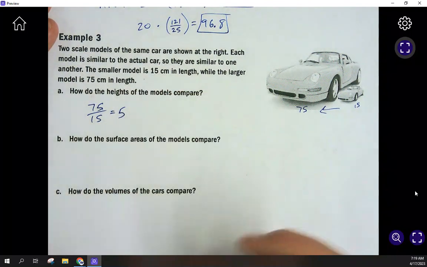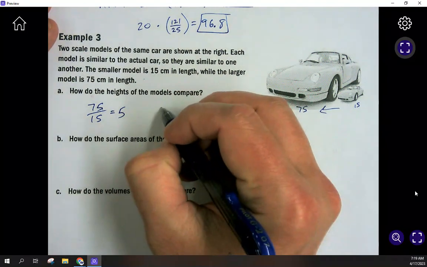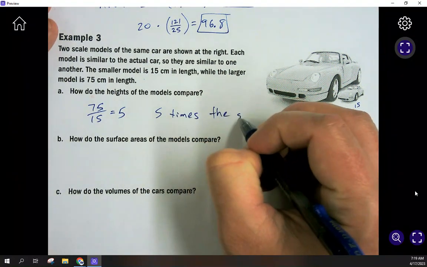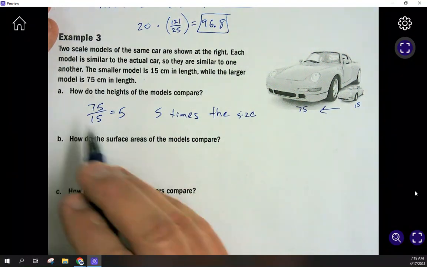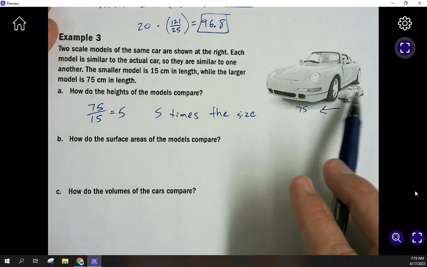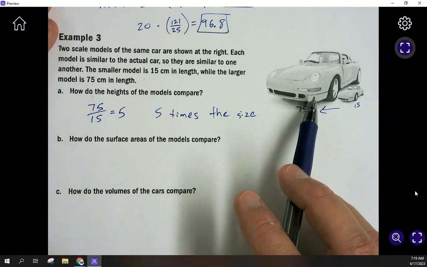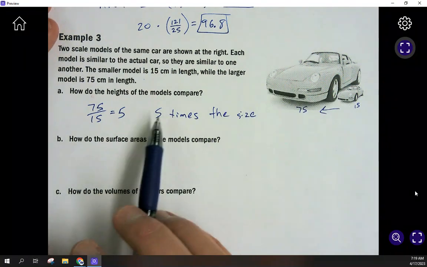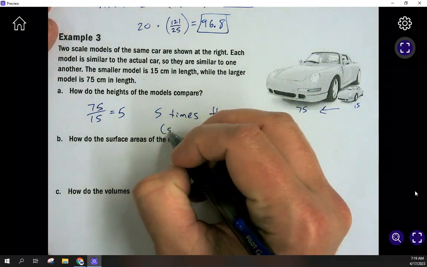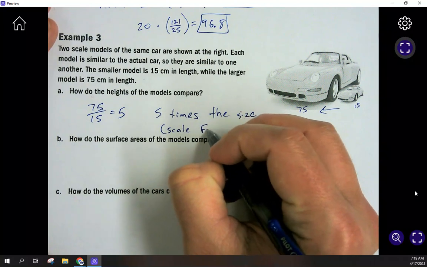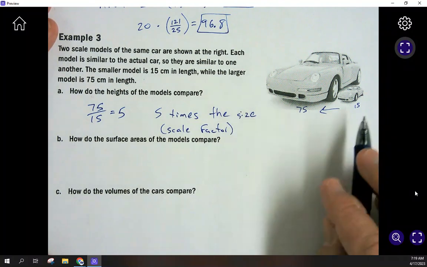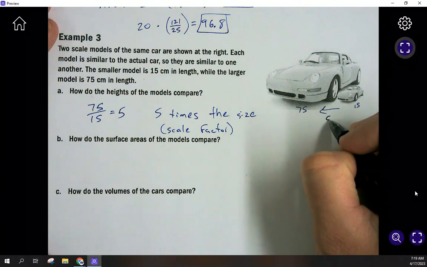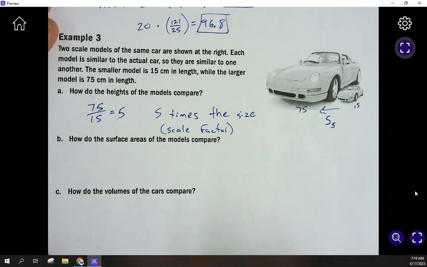So how do the heights compare? 5 times the size. If you had gone the other way, you would have got 1/5, and you'd say this one is 1/5 of the size. And that's true. It's a little easier to just think about it as an enlargement, though, with 5 times the size. This is your scale factor. All of the dimensions of the smaller one are being multiplied by size transformation of 5.